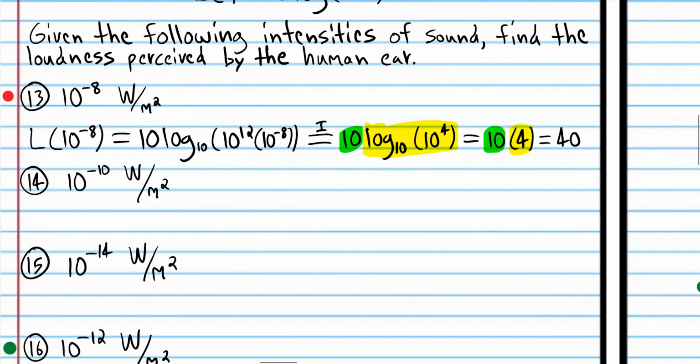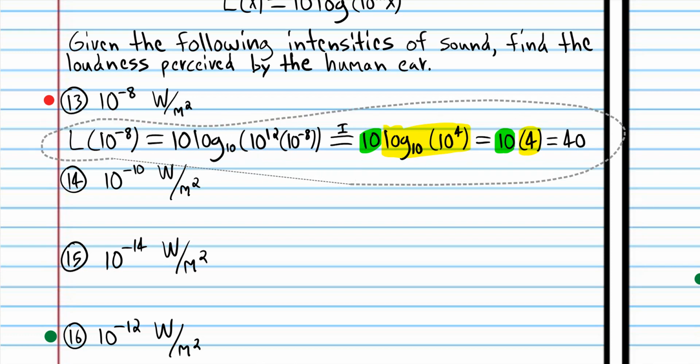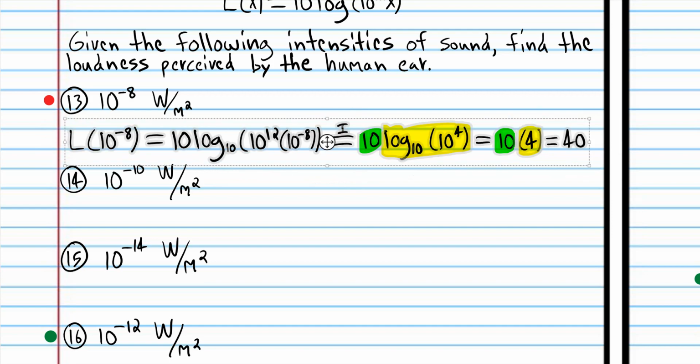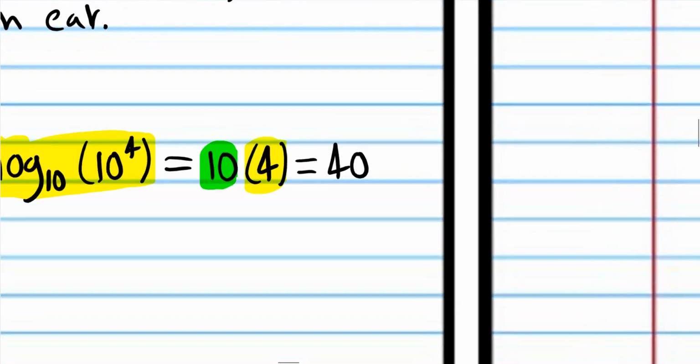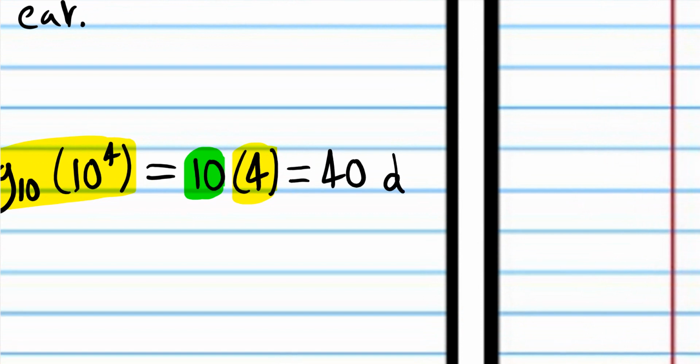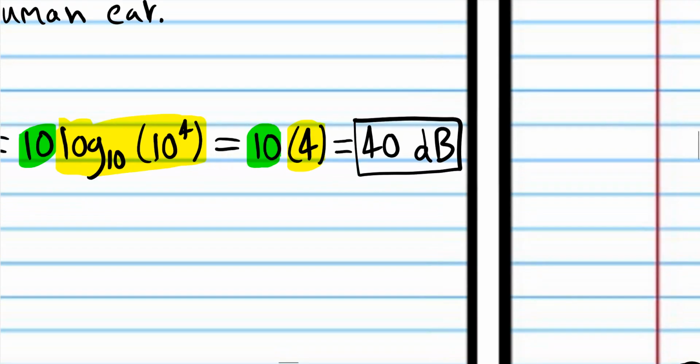Now, loudness is measured in, well, we name the units decibels. I'm sure you probably heard that word before. And decibels are abbreviated with lowercase d and then an uppercase B. So what is the loudness? It's 40 decibels.